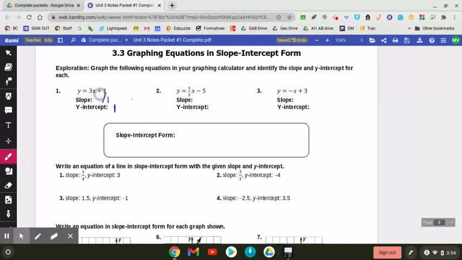Because remember, our slope is change in y, or rise over run, and the y-intercept is where it crosses the y-axis. So I want you to pause and experiment with 2 and 3.